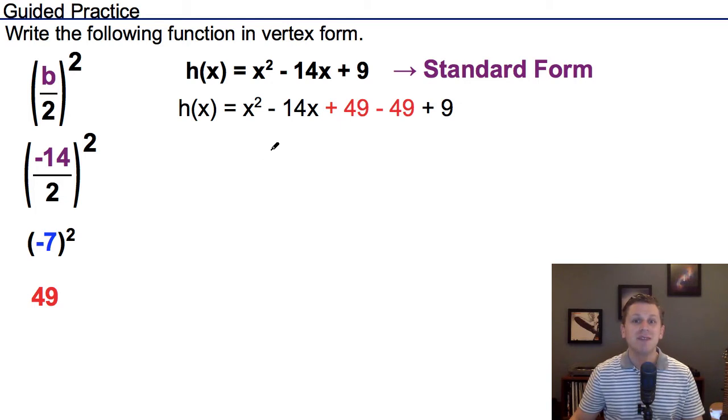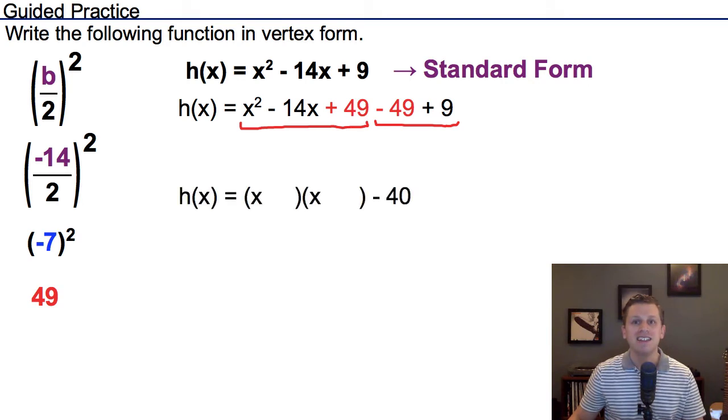The second reason we added and subtracted 49 in this example was because right here we created a perfect square trinomial. What we'll now do is combine these two like terms on the outside and factor this perfect square trinomial to the left of it. Well, -49 plus 9 is -40, and I know this is a trinomial, so it's going to factor like this.